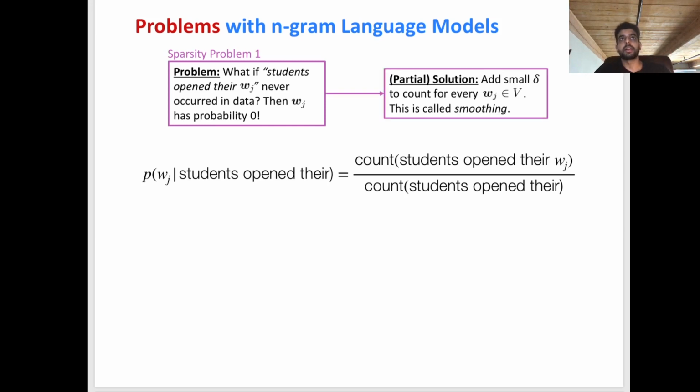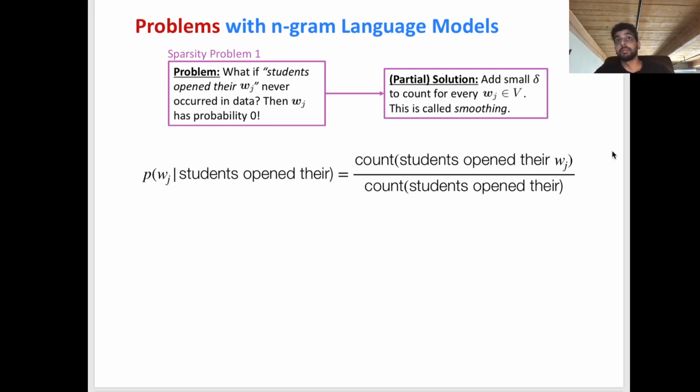And we discussed a way of getting around this, which is called smoothing. The intuition behind this is that for every count that I actually observe in my training data, I'm going to steal some value from each of those counts and assign it to counts that are 0. So if the count of students open their W sub j is 0 for a particular W sub j, I might add a small value from the observed counts to this unobserved count, such that at test time, the probability of some document containing this phrase, students open their W sub j, is no longer 0.